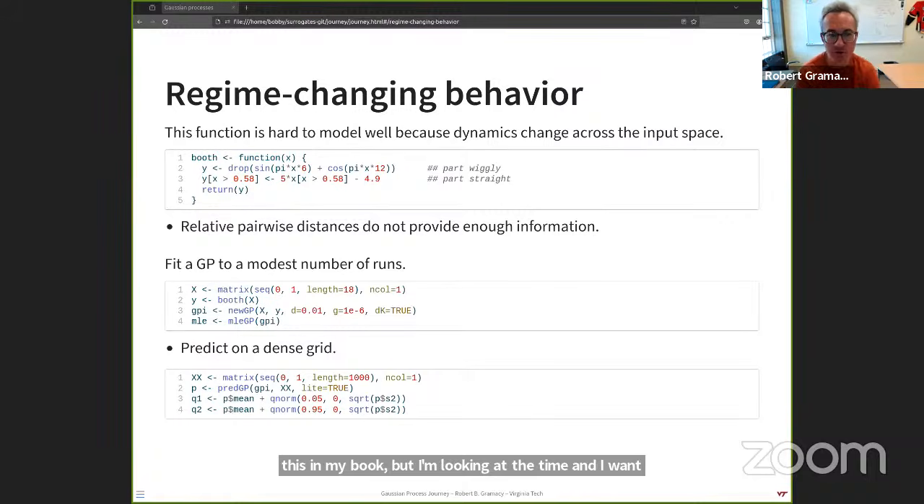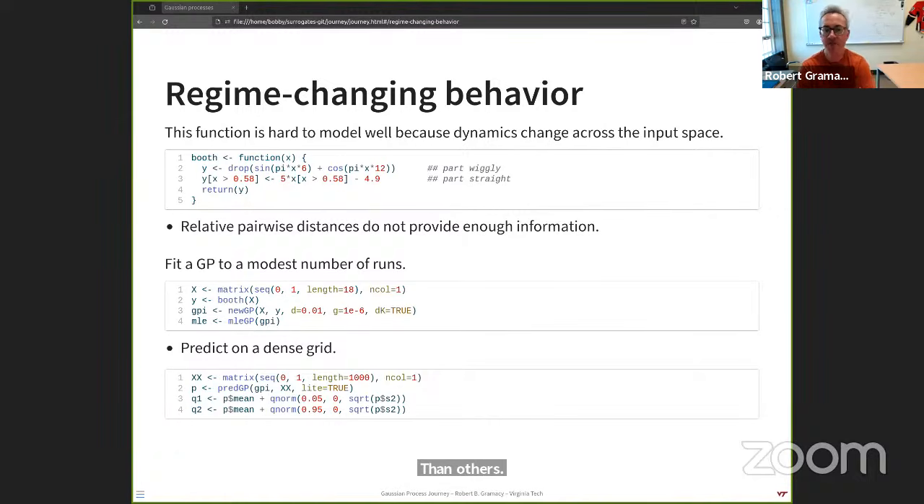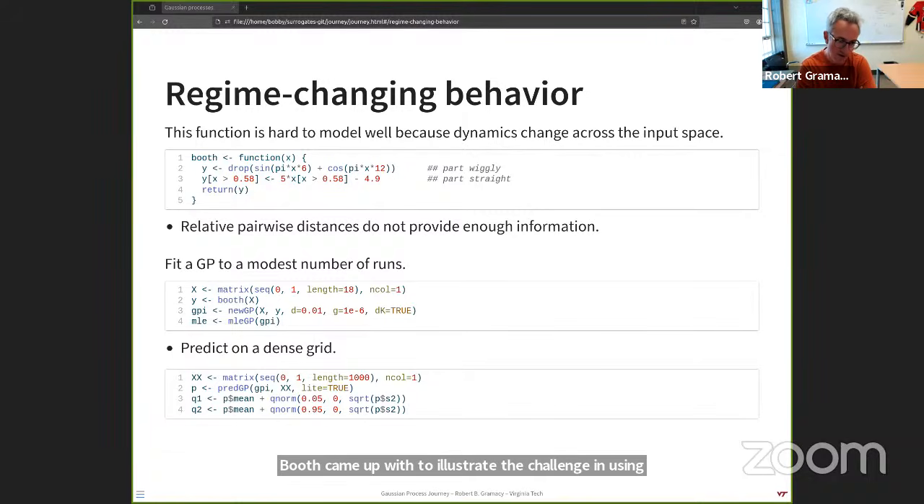So here is the cooler thing. It's common that training data coming from computer experiments or from spatial modeling or from machine learning have regime-changing behavior. So this means that they behave differently in some parts of the input space than others. Here is an example function that my student Annie Booth came up with to illustrate the challenge in using Gaussian processes or any other method when you have regime-changing behavior.